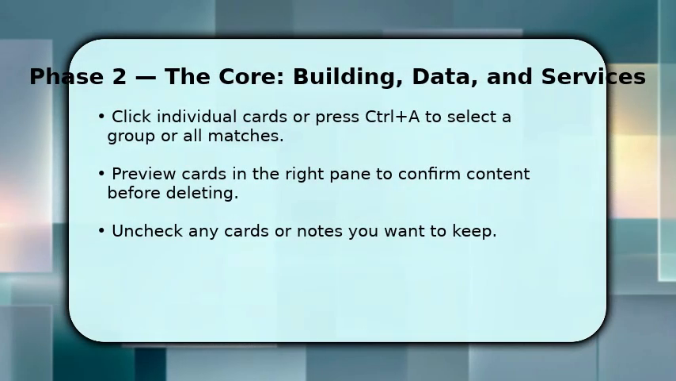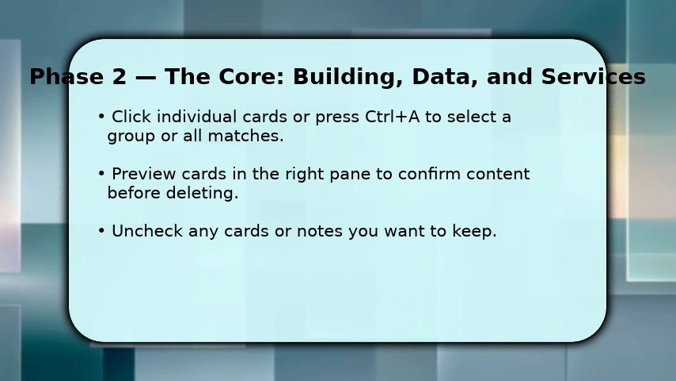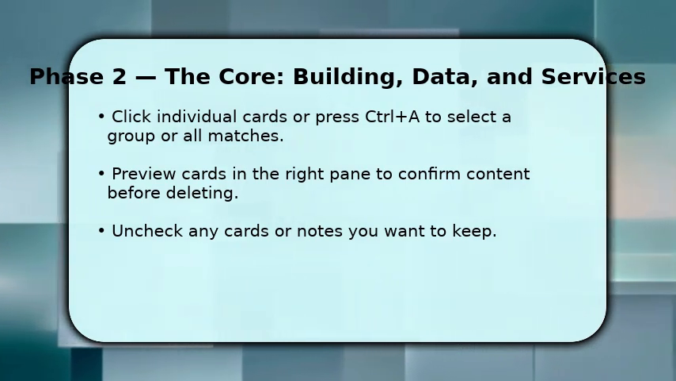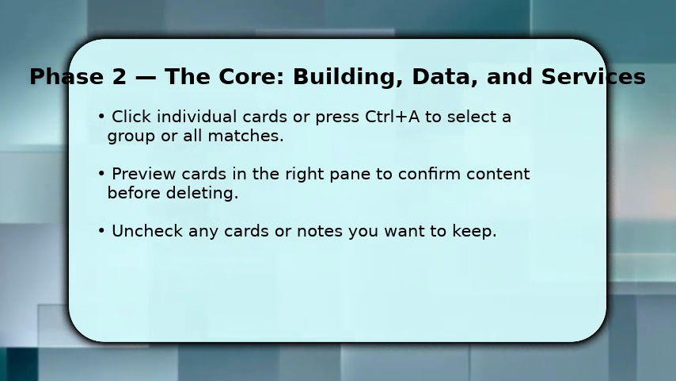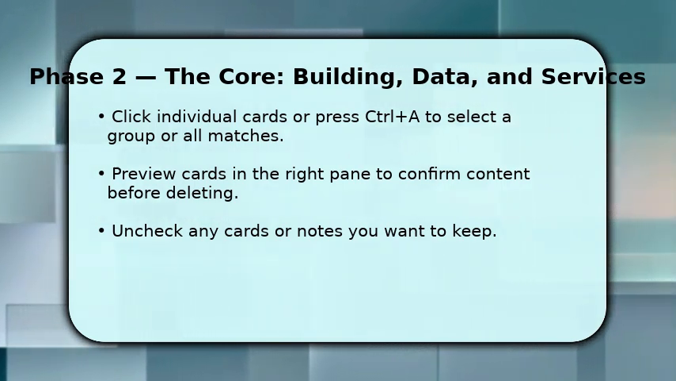Now select the targets. Click single cards, hold Shift for ranges, or press Ctrl+A to pick all search results. Once selected, review the right-hand preview pane to confirm content. This step prevents accidental loss of important notes.